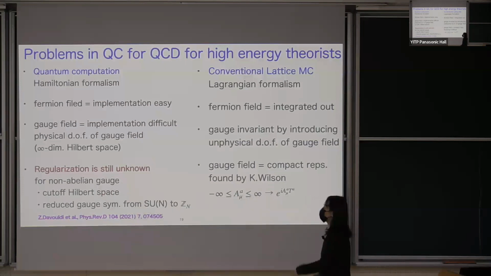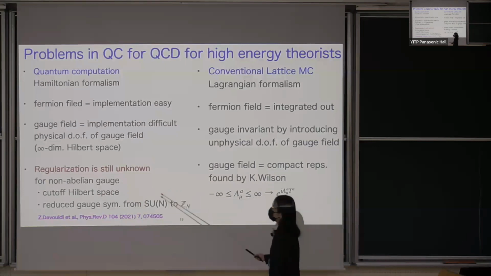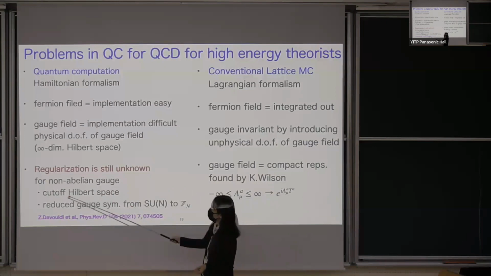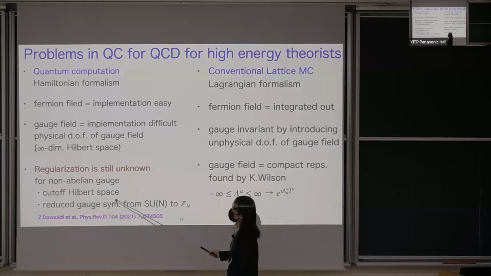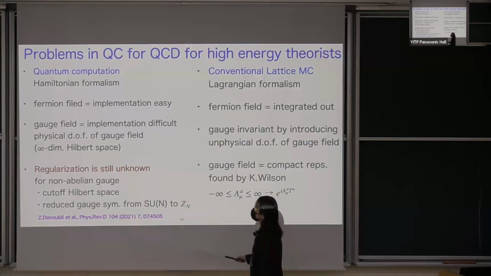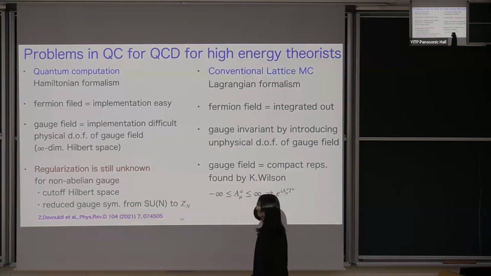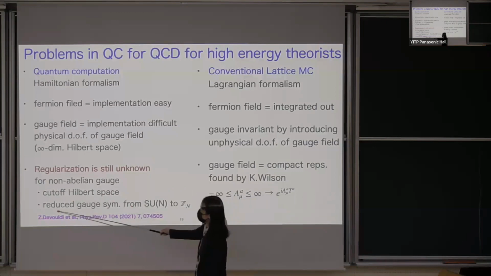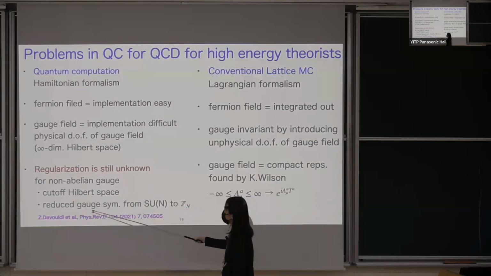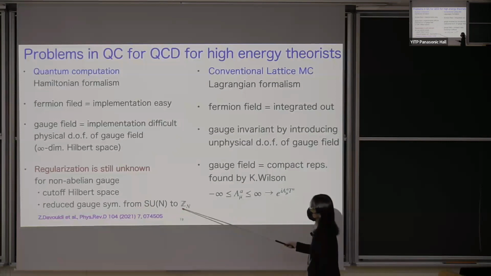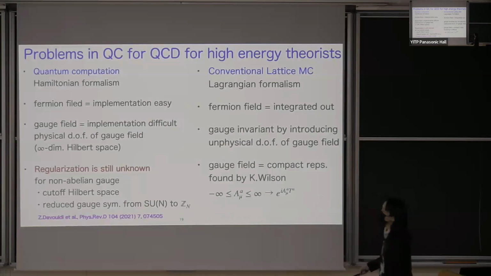And so at present, there are two directions. The first one is to introduce some cutoff of the Hilbert space, but it breaks some gauge invariance explicitly. And the other direction is to change the gauge symmetry from SU(N) to some discrete symmetry. So this is the situation.